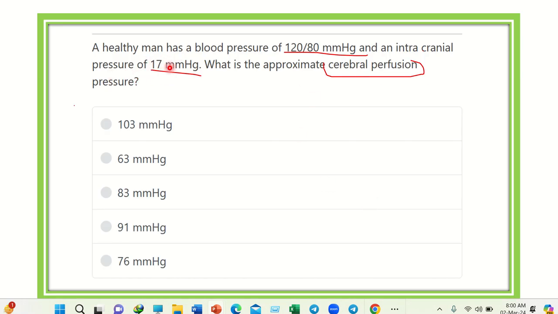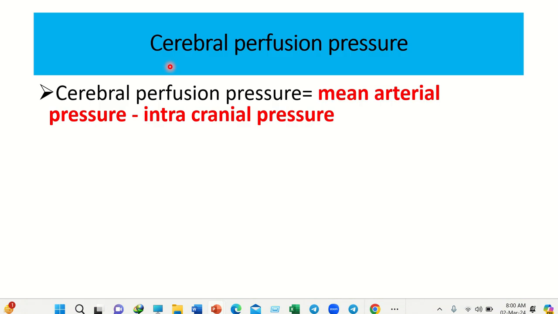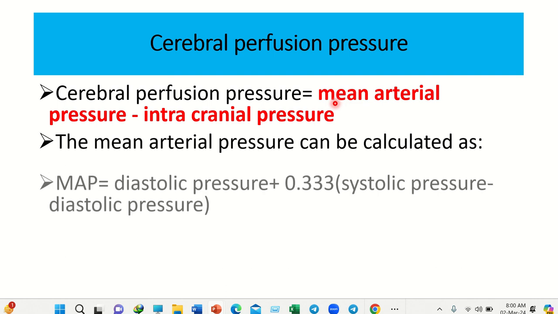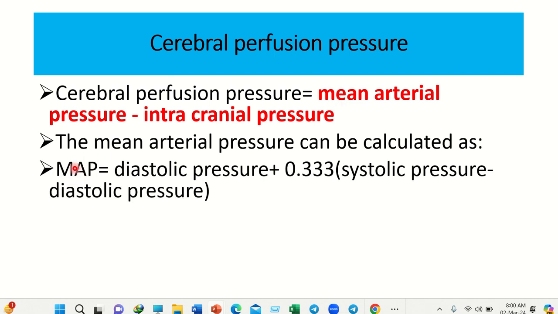So first of all, we have to find out the mean arterial pressure, and we know the mean arterial pressure means average arterial pressure. It is the diastolic pressure plus 1/3 of the pulse pressure. Here we can see the mean arterial pressure is the diastolic pressure plus 1/3 of the pulse pressure. Pulse pressure is the difference between the systolic and diastolic pressure.